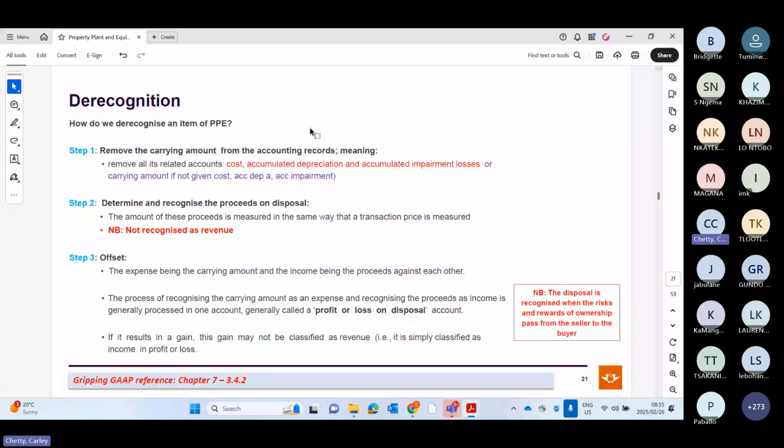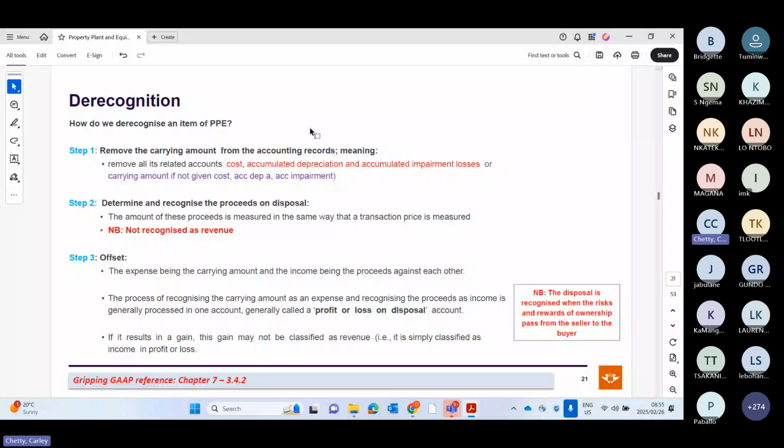So it's not going to be recognized as revenue. But if we have a gain, let's go to the next one where we have offsetting. We're going to set off the cost, or the carrying amount, against the proceeds on disposal. So the expense is going to be the carrying amount and the income is the proceeds. So we set off those against each other in an account known as a disposal account. And then we need to determine if we have a gain or a loss on that disposal account.